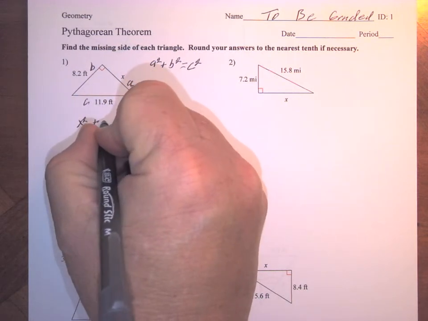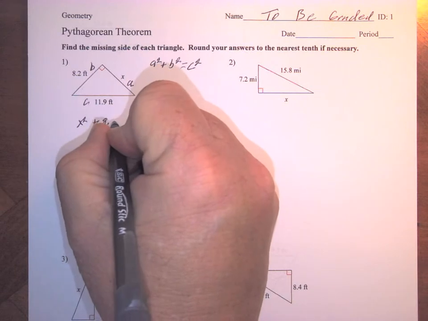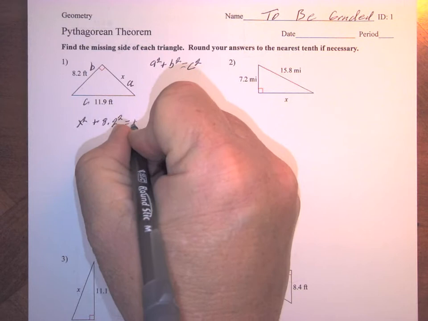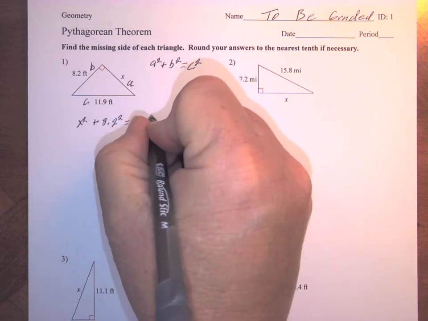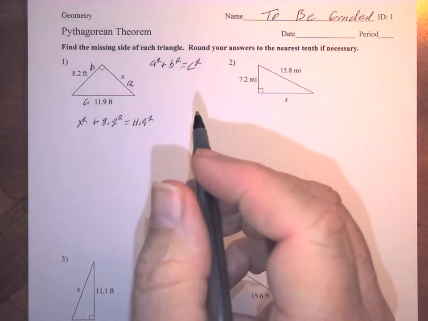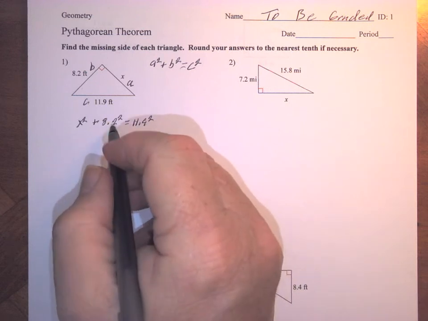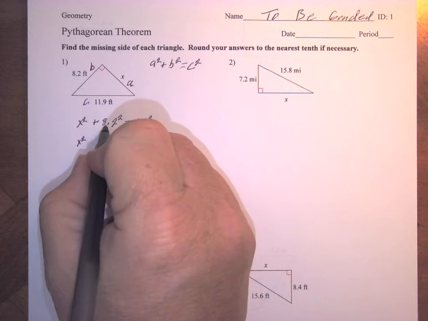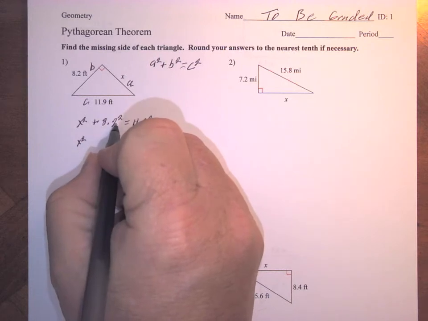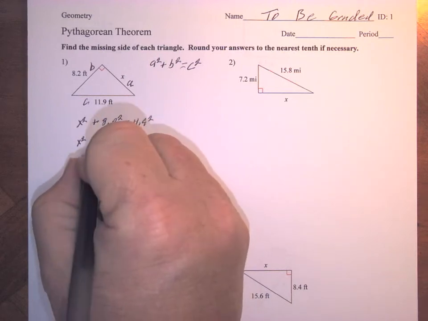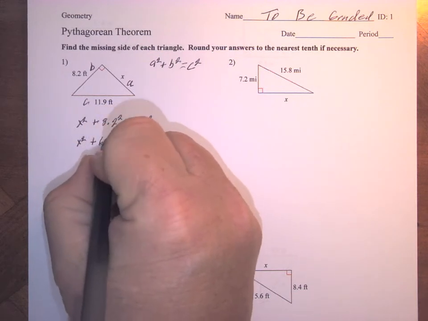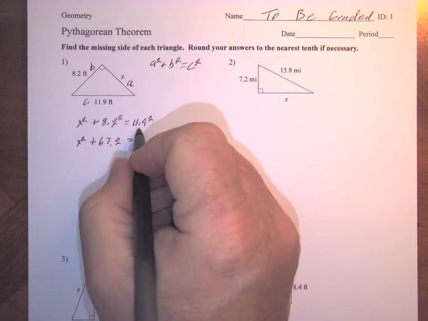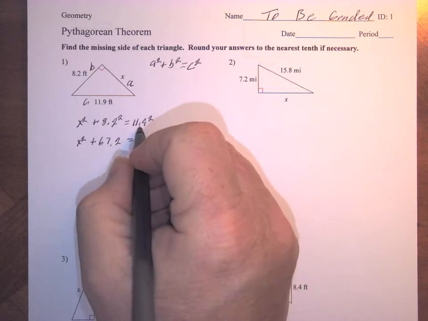plus 8.2 squared has got to equal 11.9 squared. Okay, if we square 8.2, well, x squared doesn't change, but 8.2 times 8.2, which is 8.2 squared, is 67.2. And that's got to equal 11.9 squared.